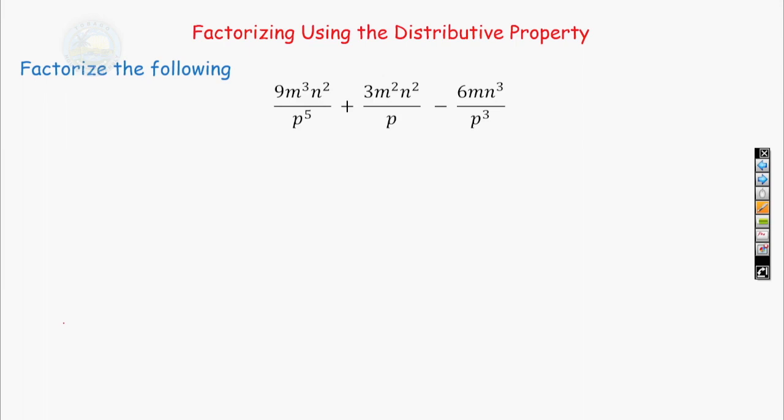The first thing that we do is to scan the expression to determine if a common factor exists for the terms. Here's a term. Do we have a common factor? We don't just want a common factor. We want the highest common factor. So in scanning the terms, we need to come up with the highest common factor.